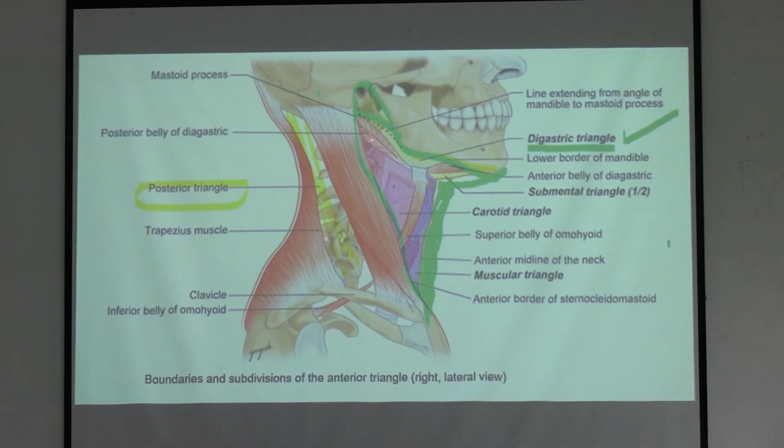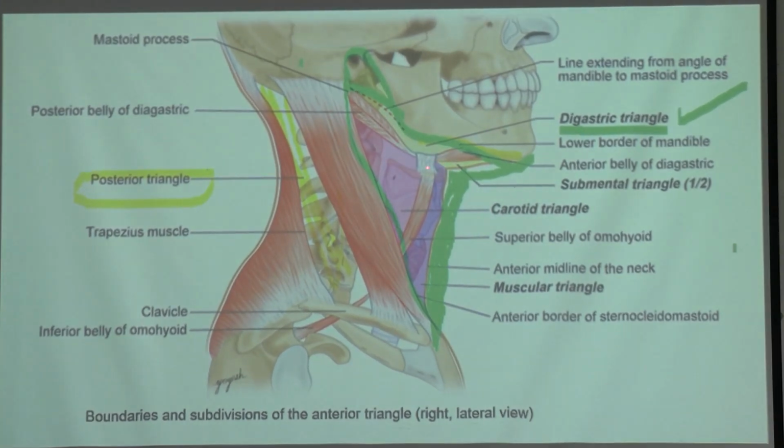which is bounded anteriorly and above by the posterior belly, anteriorly and below by the superior belly of the omohyoid, and posteriorly by the anterior border of the sternocleidomastoid. This is a very important triangle which is called the carotid triangle, where we can get the carotid arteries. The carotid artery is the common carotid artery.